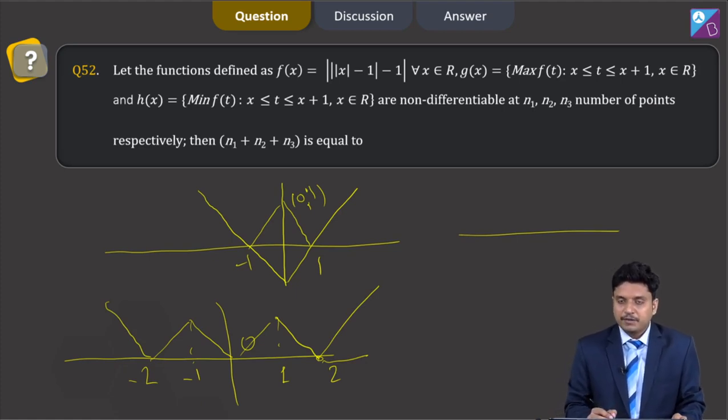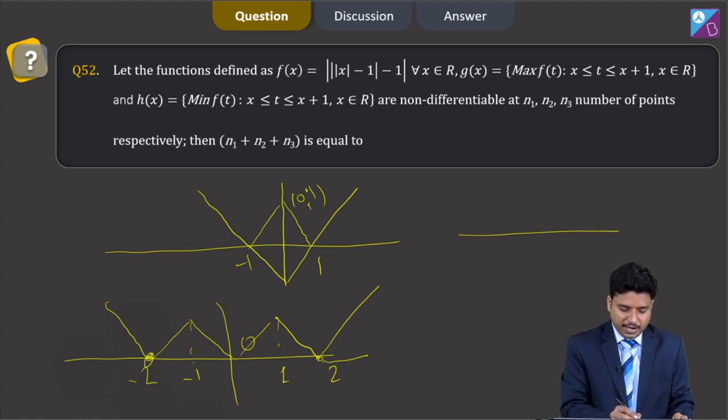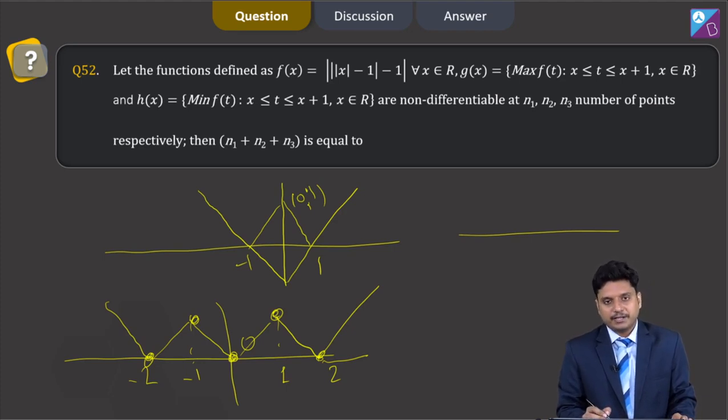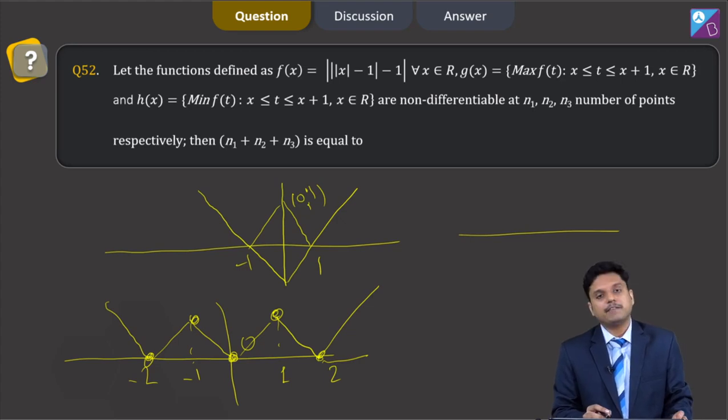So how many non-differentiable points are there? This minus 2 will be a point of non-differentiability because there is a sharp kink. Minus 1 again a point of non-differentiability. 0 will be a non-differentiable point. 1 and 2. These 5 points are the points where the function fx is non-differentiable. That means n1 will be equal to 5 in our case.